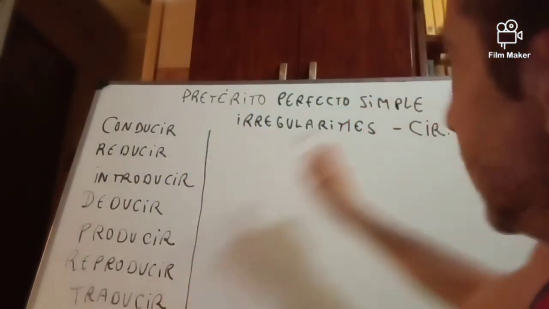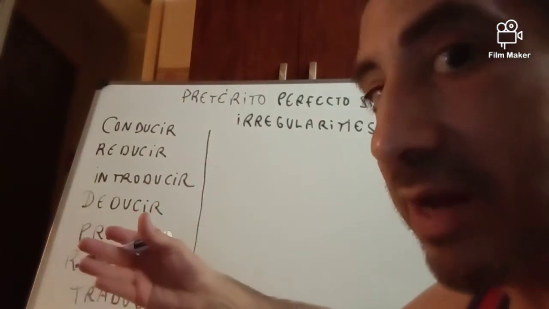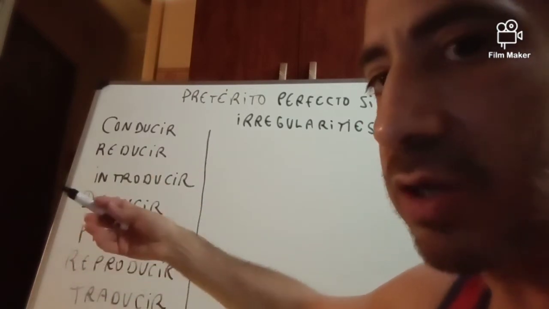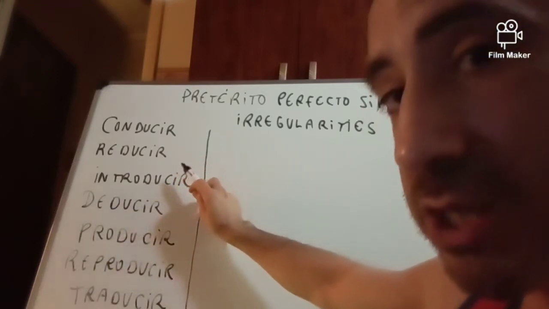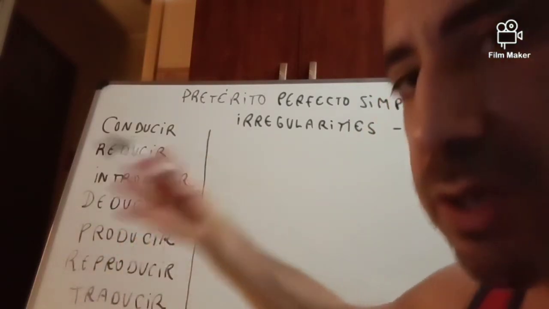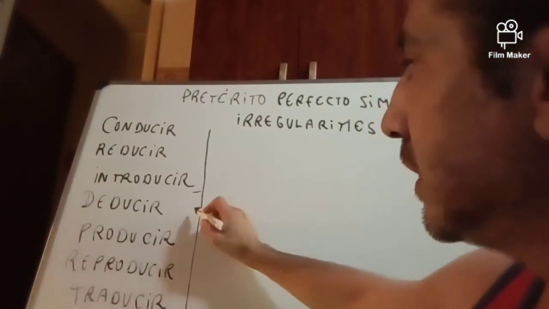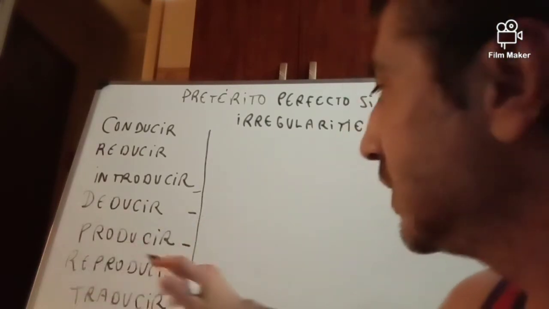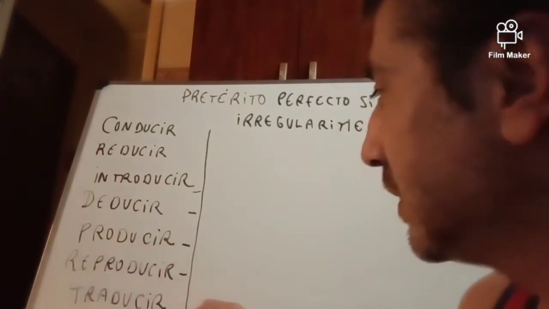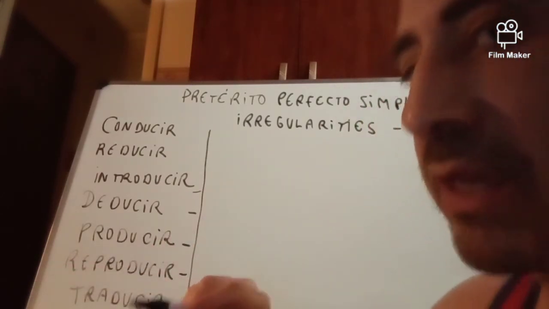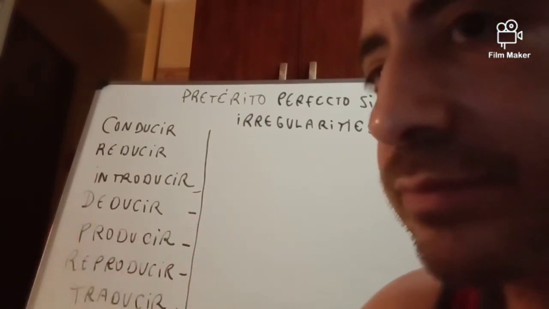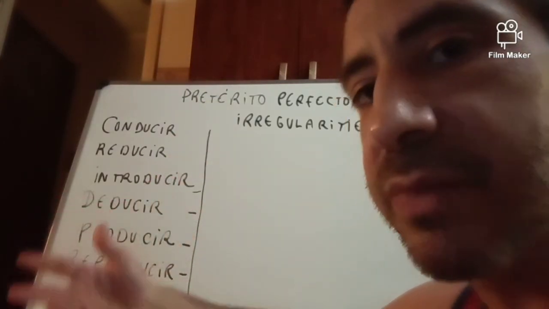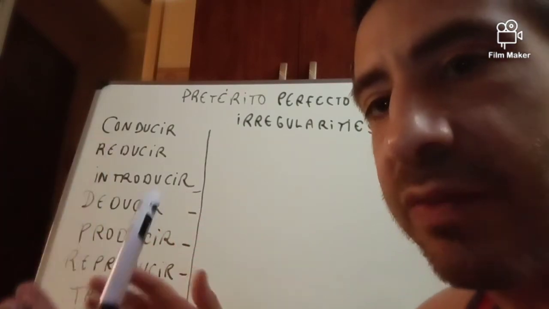These are verbs that belong to this group, and we'll see their irregularity. Conducir, to drive, to lead, depending on the context. Reducir, to reduce. Introducir, to introduce, to get into. Deducir, deduct or deduce. Producir, produce. Reproducir, reproduce. And traducir, translate. Let's conjugate one of them, because all the rest follows the same new model, let's say. It's a model within the irregular verbs.